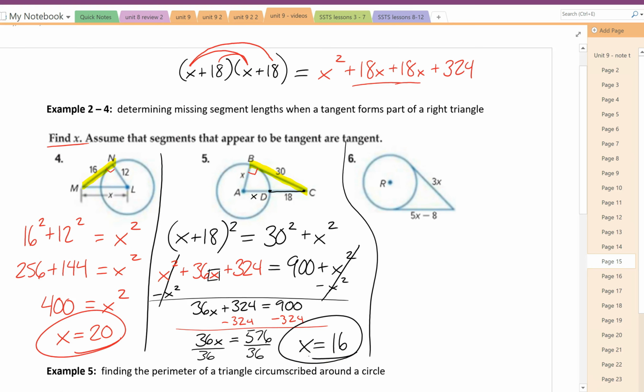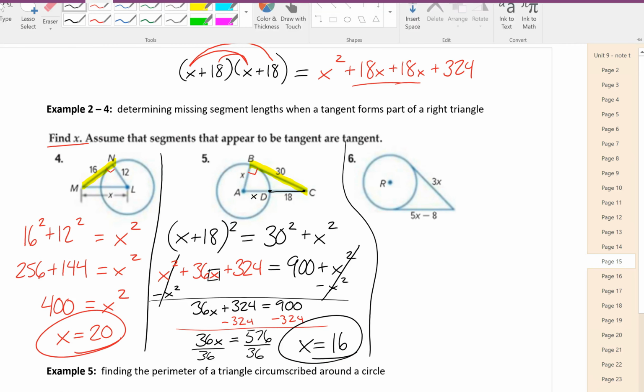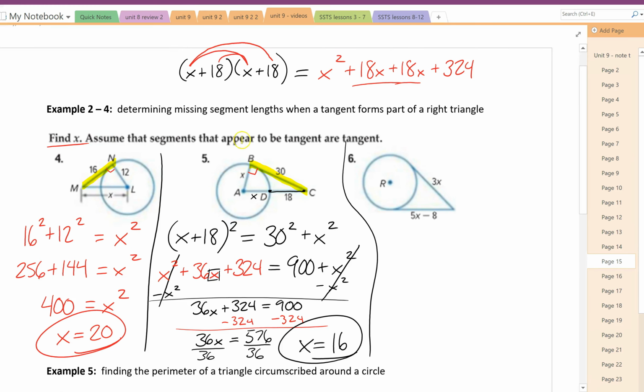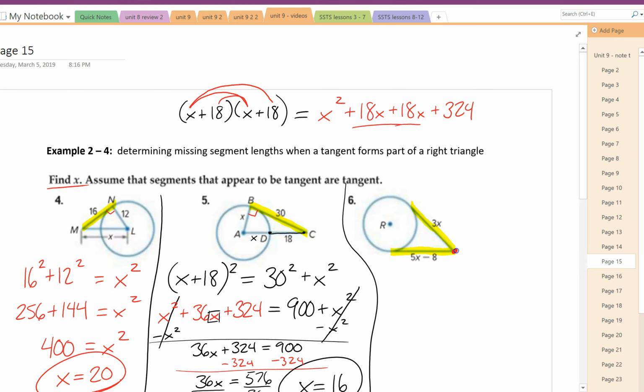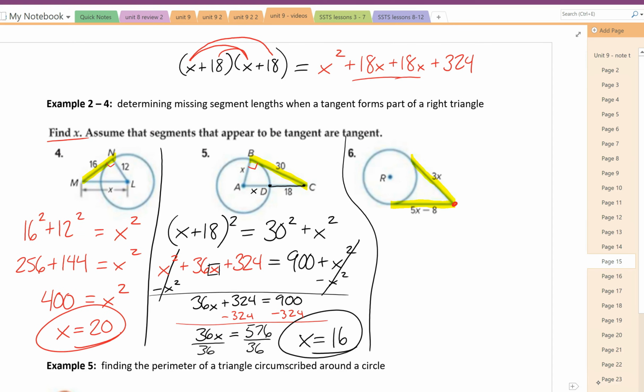Number 6 is like the ones we did on the last page. Again, the instructions for all three problems is assume that segments that appear to be tangent actually are tangent. That means that this and this, both of those segments, since they appear to be tangent, I'm supposed to assume that they are, and they both start from the same point right here. So the thing about two tangent lines that start from the same point is that they're congruent.